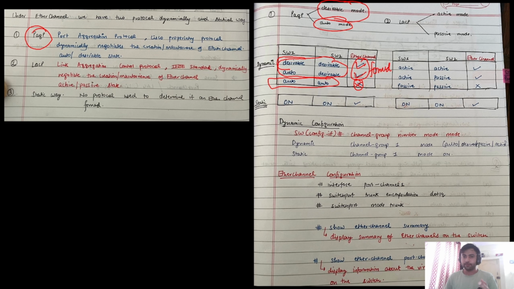This is dynamic, and this we provide to an interface. And this is LACP, Link Aggregation Control Protocol. It is also dynamic, but it is multi-vendor supported, and it dynamically negotiates the creation and maintenance of the EtherChannel. It has two states. First is active, and the second is passive. Passive works like auto, and active works like desirable. So if an active meets with any of the modes, the EtherChannel will be formed. Else passive means no EtherChannel is formed.